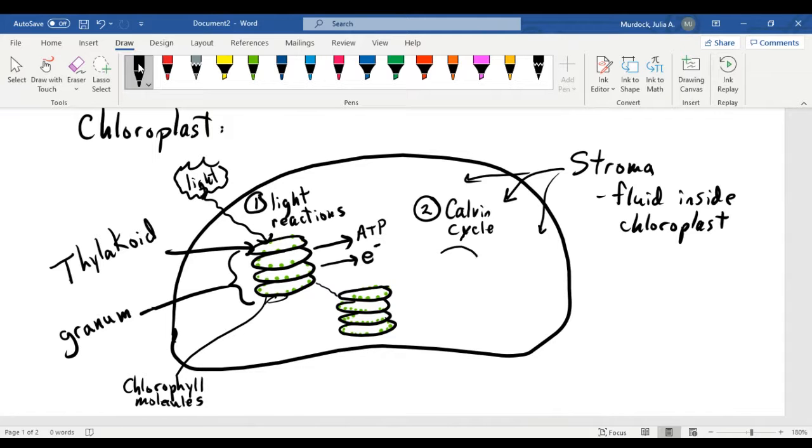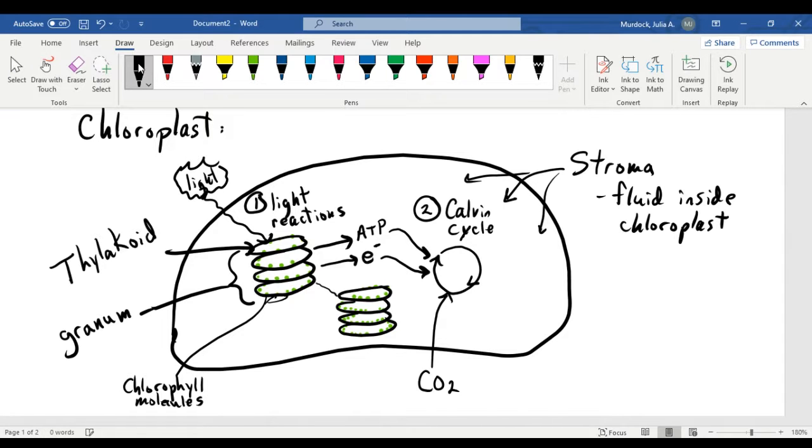So this fluid here, all this stuff, it's just fluids, is where a series of chemical reactions happen, and you don't need to know them in detail. All you need to know is that they're kind of circular, and they need the ATP from the light reactions to happen, and they need those high energy electrons as well. And they also need something else from the air. That carbon dioxide I was talking about as a source of carbon.